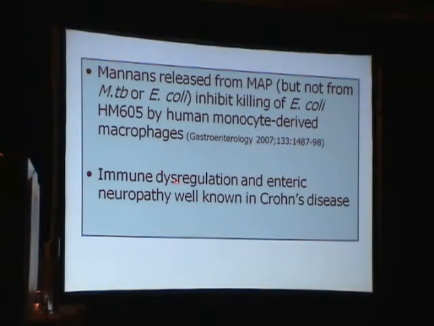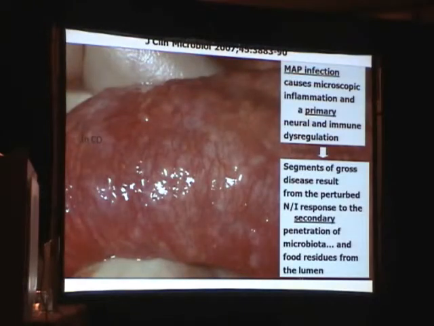In humans, immune dysregulation and chronic enteric neuropathy are well known in Crohn's disease. One of the many mechanisms, and there is recent data on this which is very useful, is that mannans released from MAP, but not those from tuberculosis or the types of E. coli that they use, are able to inhibit the killing of E. coli by human monocyte-derived macrophages, indicating that a primary infection by this organism may be responsible for conferring the immune disability.